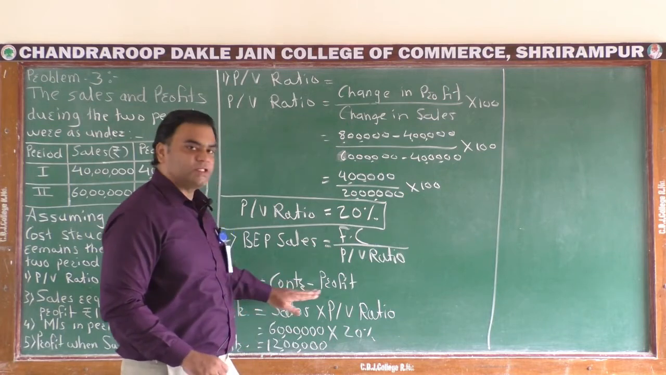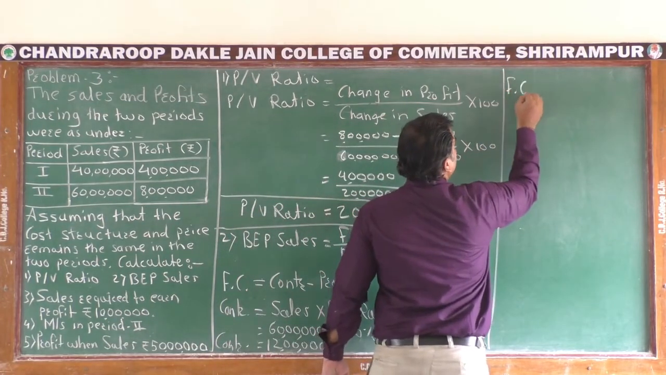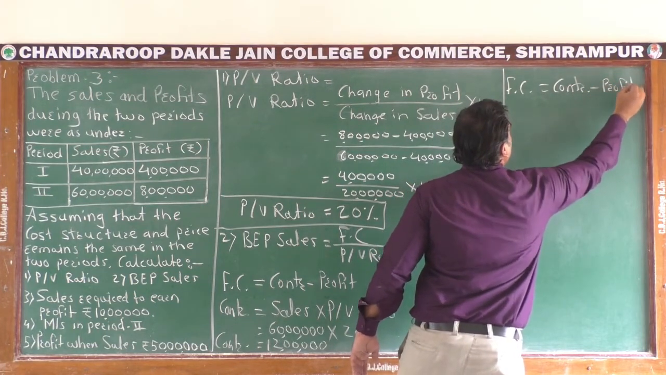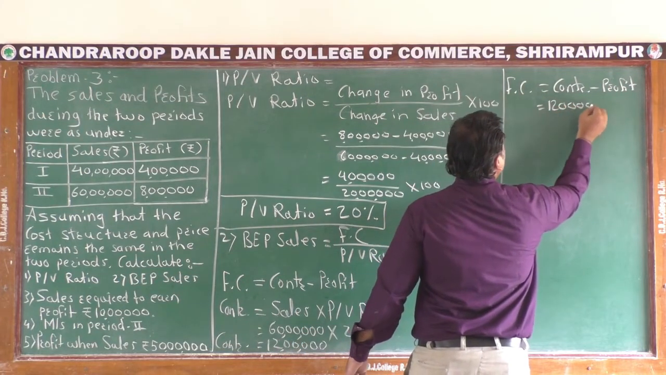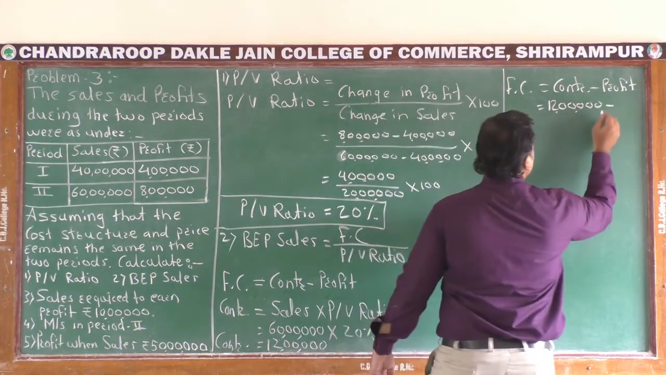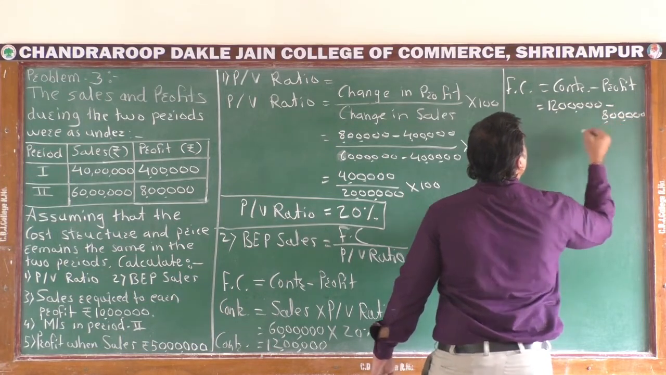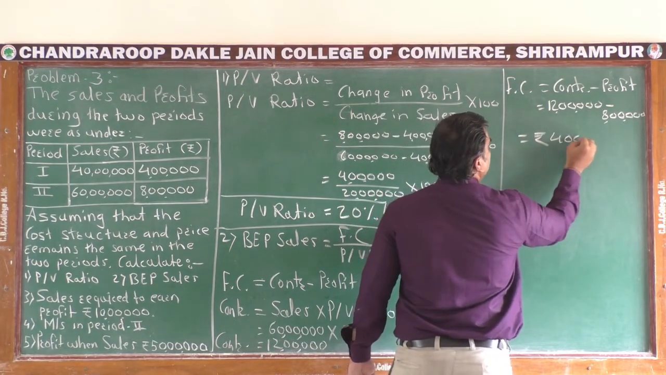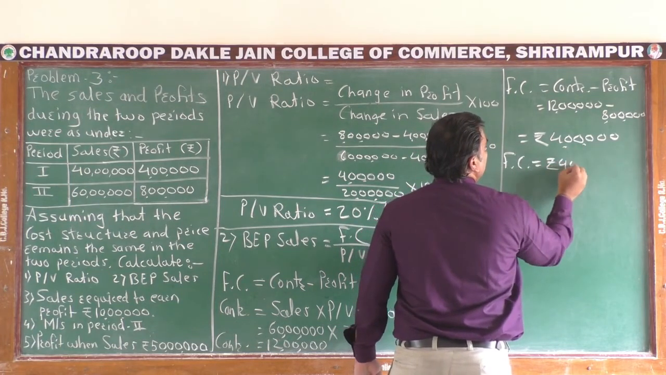So we have to calculate fixed cost. Fixed cost is equal to contribution less profit. Now we are calculating fixed cost. Fixed cost is equal to contribution less profit. So contribution as we have calculated, which is rupees 12 lakh, less profit for period second is 8 lakh. 12 lakh less 8 lakh is equal to rupees 4 lakh is the amount of fixed cost. So fixed cost is equal to rupees 4 lakh.